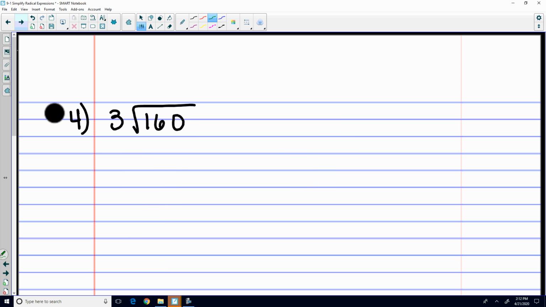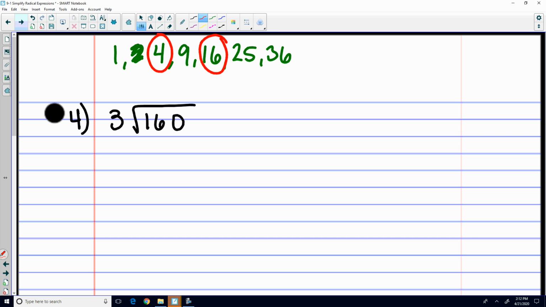All right, number 4, 160. So if we think of the number 160, I know that 2 perfect squares actually go into this, and I want to choose the biggest one. So let me write a couple down. 1, oops, not 2, don't write that. 1, 2 squared is 4, 9, 16, 25, 36. I will tell you that I know that either 4 goes into it or 16.